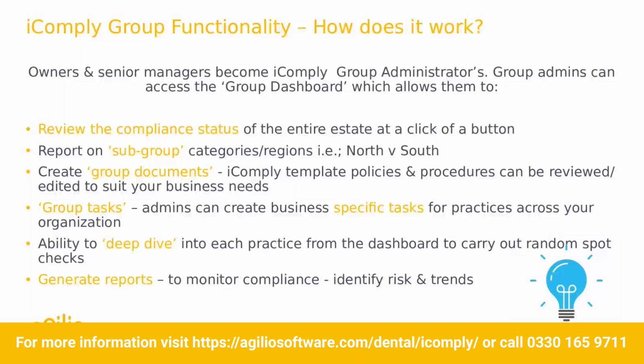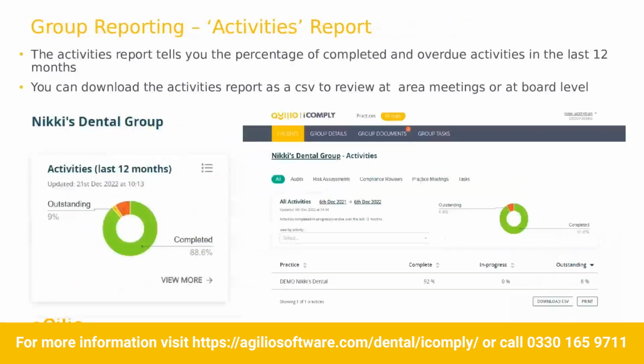So now we're going to have a bit of a whistle-stop tour of each section of the dashboard in a little bit more detail. So this is the activities report. The first dial on the left-hand side there is a RAG-rated pie chart, and that shows the amount of completed, in progress and outstanding activities that there are across the group. You can see my little demo group is doing really well at the moment. We're 88% complete on all our activities.